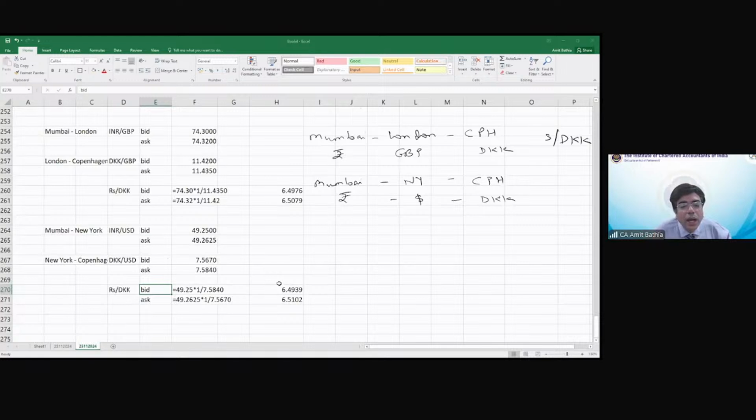So New York, I can buy at 6.4939, and from London, I can buy it at 6.4976. I need to cover my position, remember? So customer is going to sell, bank has to buy. Since bank is buying DKK, so bank is going to pay you what price? As if customer is selling DKK, right? So that is a bid price. So between the two bid price, which one is lower? New York. You can do a simple mathematics.